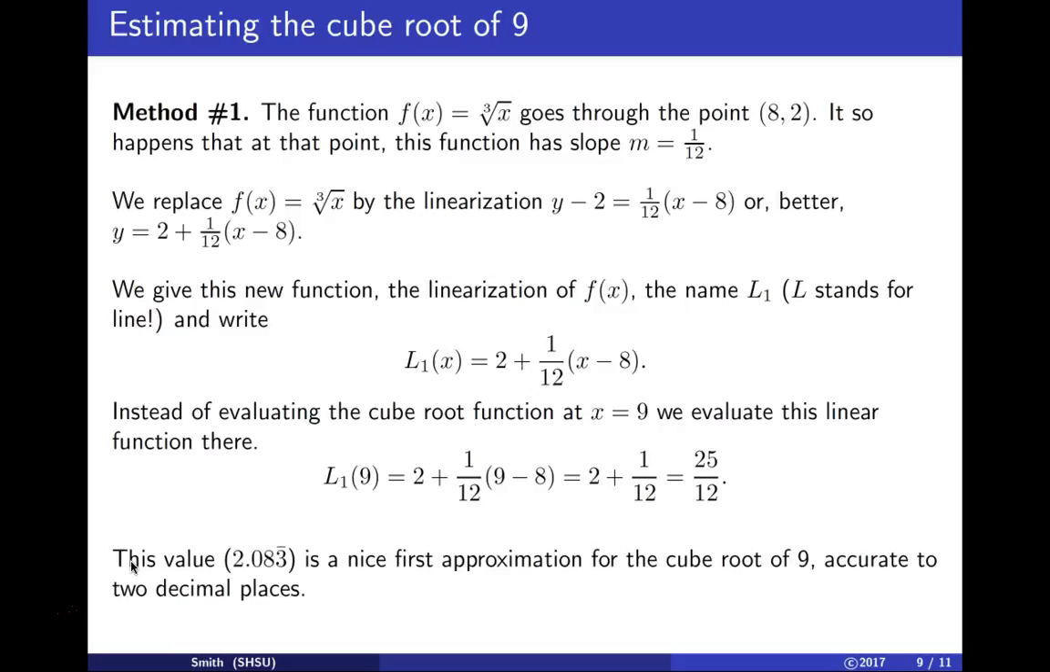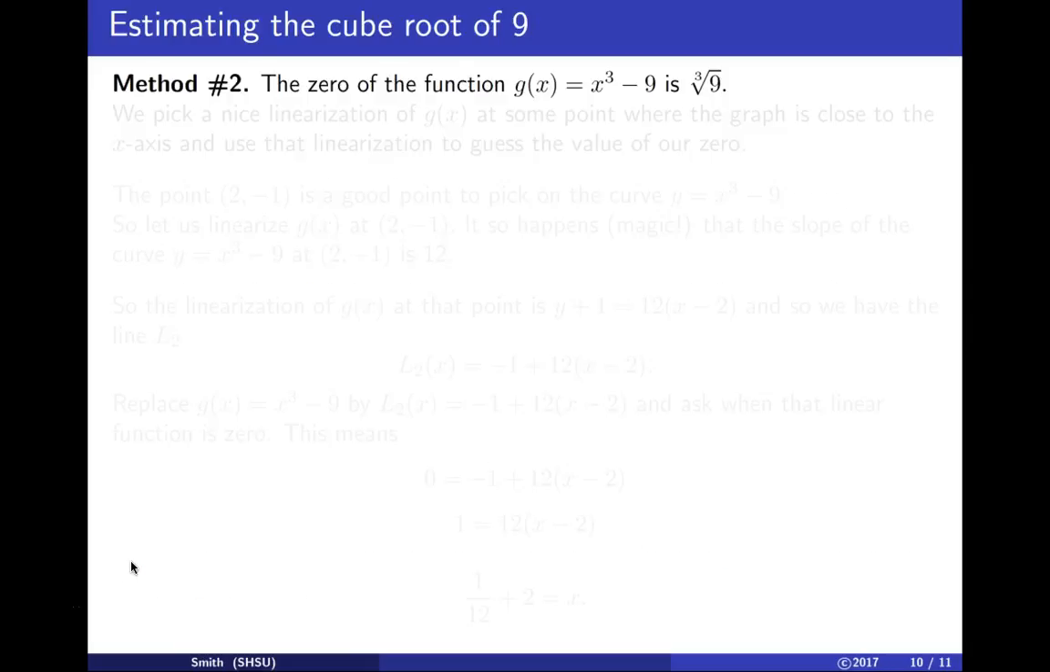The point 25/12, or 2.083 with the 3 repeating, is a good first approximation for the cube root of 9. It's accurate to at least 2 decimal places. The cube root of 9 is about 2.08008.